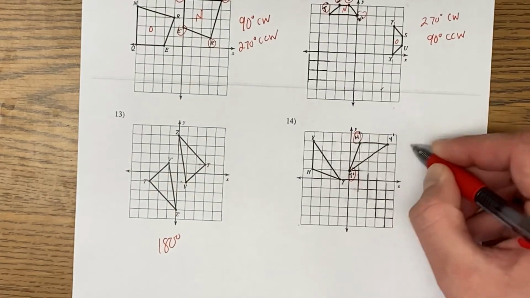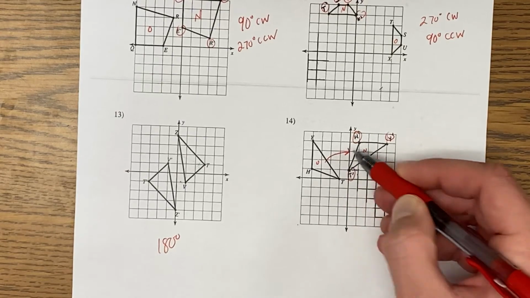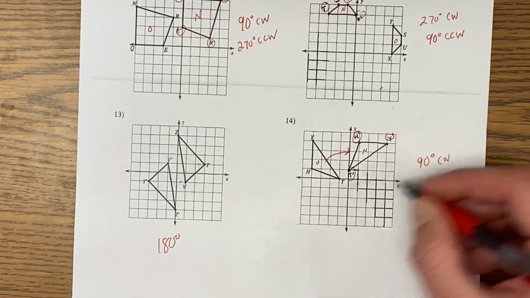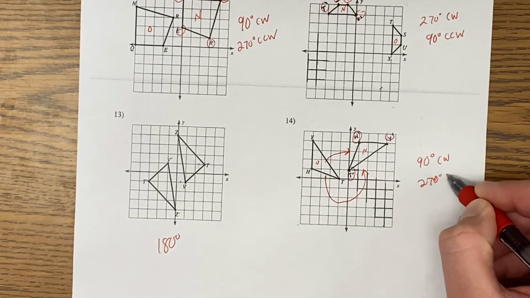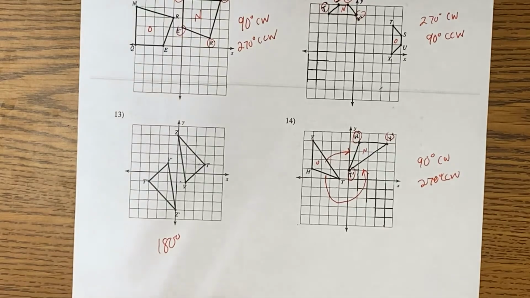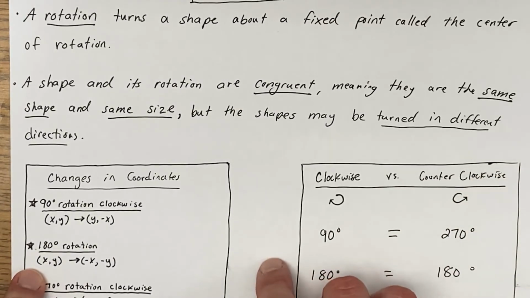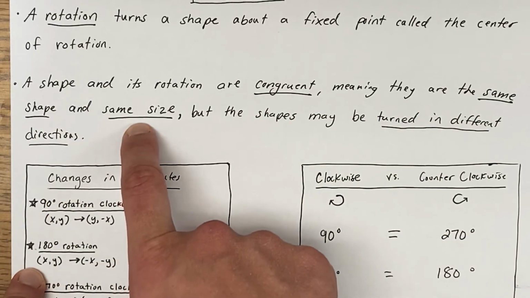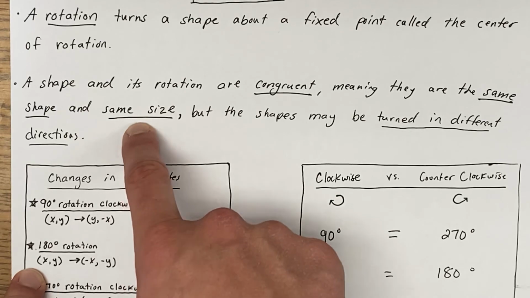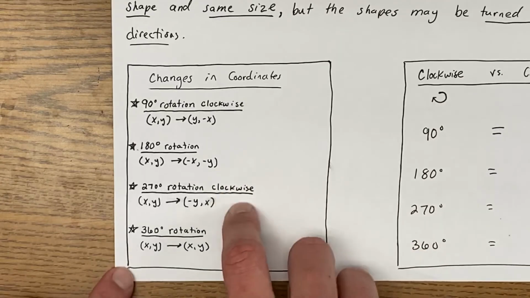And here's our primes. So this is the new one. This is our original one. If we go to right there, that would be 90 degrees clockwise, or we could say counterclockwise, 270 degrees counterclockwise, okay? So remember with the rotation, we are turning a shape, right? The key thing with rotation, reflection, and translation, the shape stays congruent. Same shape, same size. Translations are the same direction. Reflections are the opposite direction. Rotations are turned in different directions. This would be a good chart to memorize.